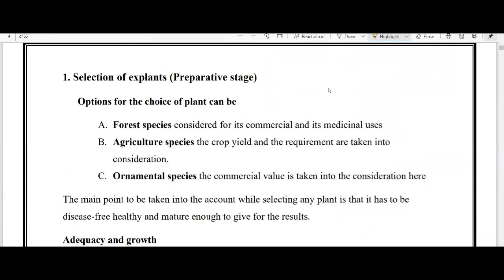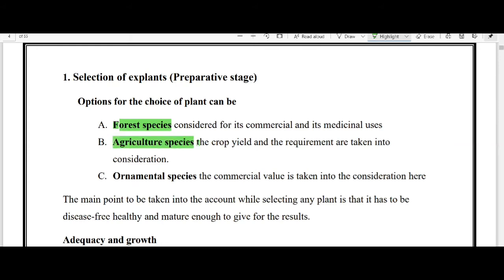First, selection of explant, which is also known as the preparative phase. Options for the choice of plants can be of different types depending upon what we want from that culture. For example, if we want a culture of forest species for its medicinal or commercial uses, we will select that plant.